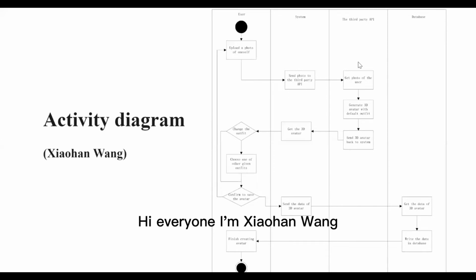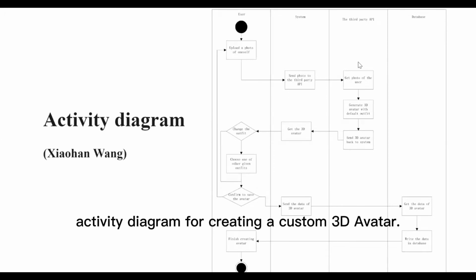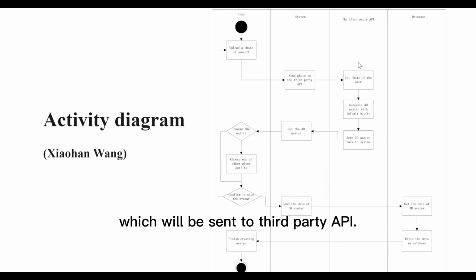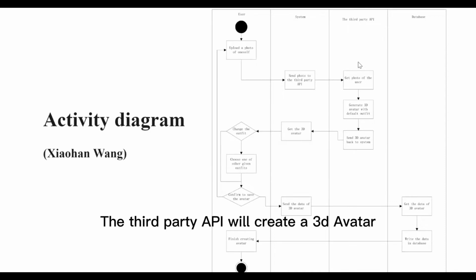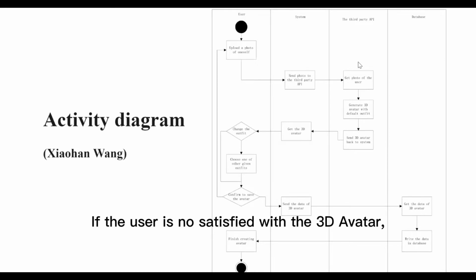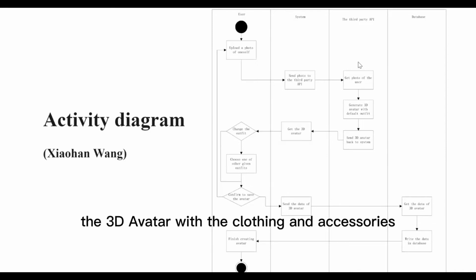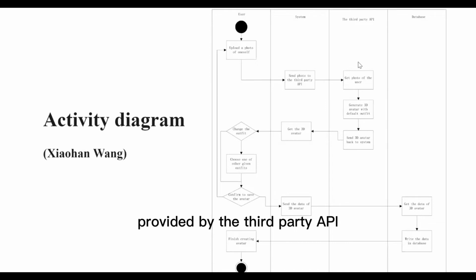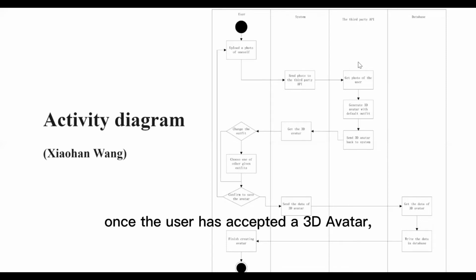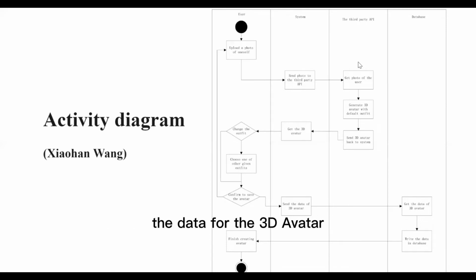Hi everyone, I'm Xiaohan Wang and I will introduce the activity diagram for creating a custom 3D avatar. First of all, the user needs to upload a photo, which will be sent to a third-party API. The third-party API will create a 3D avatar based on the user's photo and return it to our application. If the user is not satisfied with the 3D avatar, the user can choose to edit the 3D avatar with the clothing and accessories provided by the third-party API, or upload another photo to create a new 3D avatar. Once the user has accepted a 3D avatar, the data for this 3D avatar will be returned to our database, and the activity of creating a custom 3D avatar is completed.